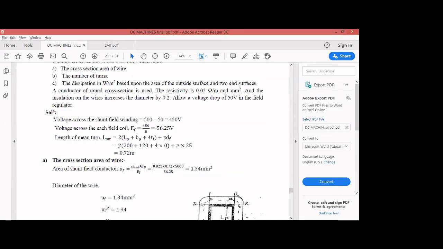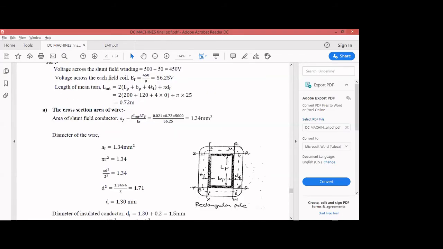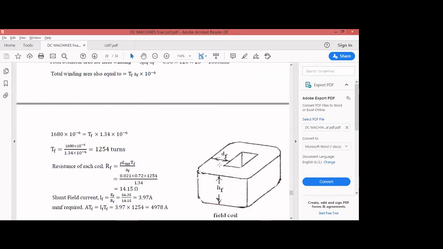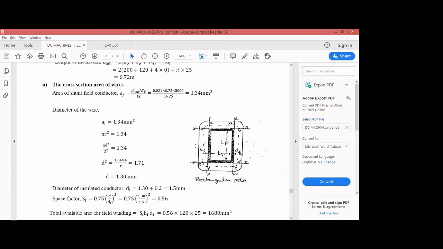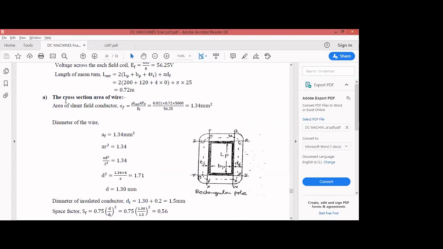56.25. Length of mean turn, 2 into LP plus BP plus 4TA plus 5DF. So 2 into 200, length is 200, width is 120, plus TA. The thickness is not given, and since I want this LMT, here I have taken it as 0. 5 into DF, depth: as I told, the winding area available is something about 120 into 25. 25 corresponds to DF. So I get 5 into 25. Then what I got for LMT now? 0.72 meter.